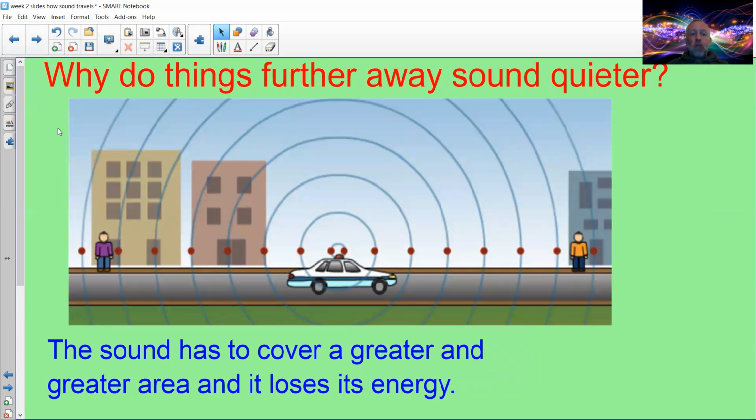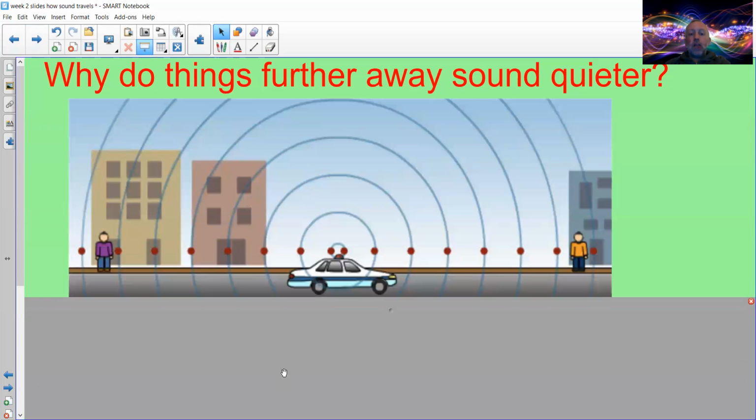What else have we got here? So why do you think things further away sound quieter? Someone standing here will hear this siren much louder than someone standing here. I'd like you to have a think about why this might be.